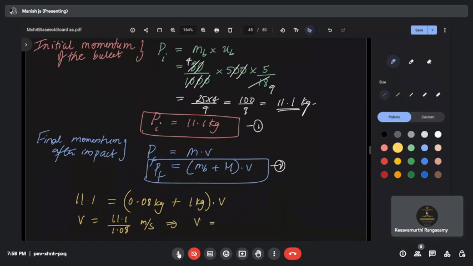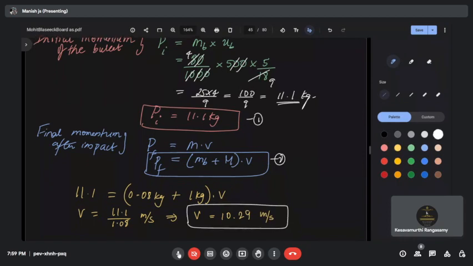I think you're getting 111 upon 108, cancelling. 10 is there. I think 10 point something. Could you please divide and tell me? You would get 10.2 something. Is it 10.29? Go for approximation. So you would get the velocity as 10.29. This is the final velocity of the bullet.